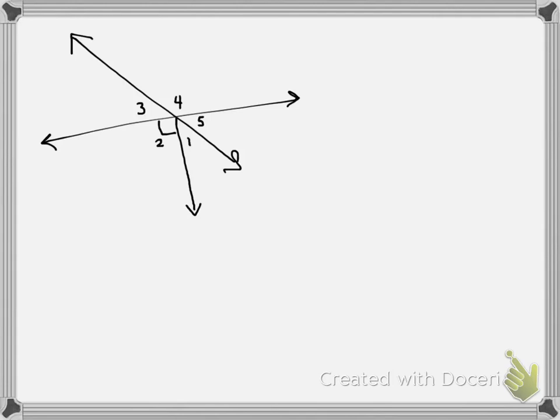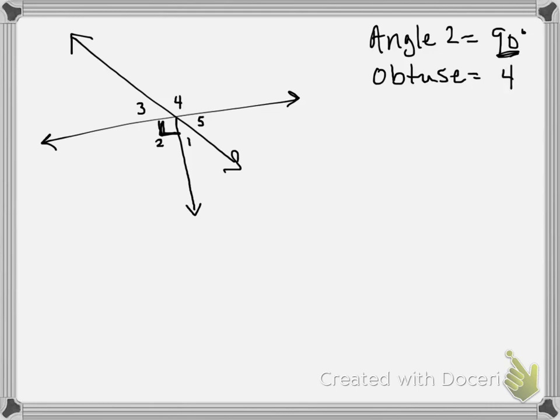All right, we can see that angle 2 equals 90 degrees. We know that from the picture because of this little box in there. That signifies that that angle is equal to 90 degrees. All right. There is really only one obtuse angle, which is larger than 90 degrees. And we can see that obviously that is angle number 4.